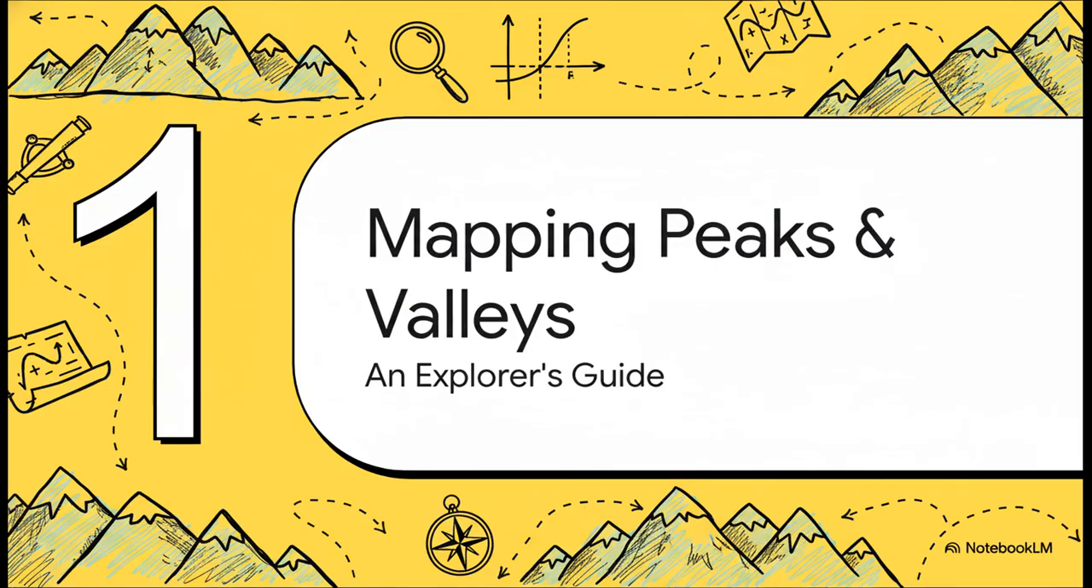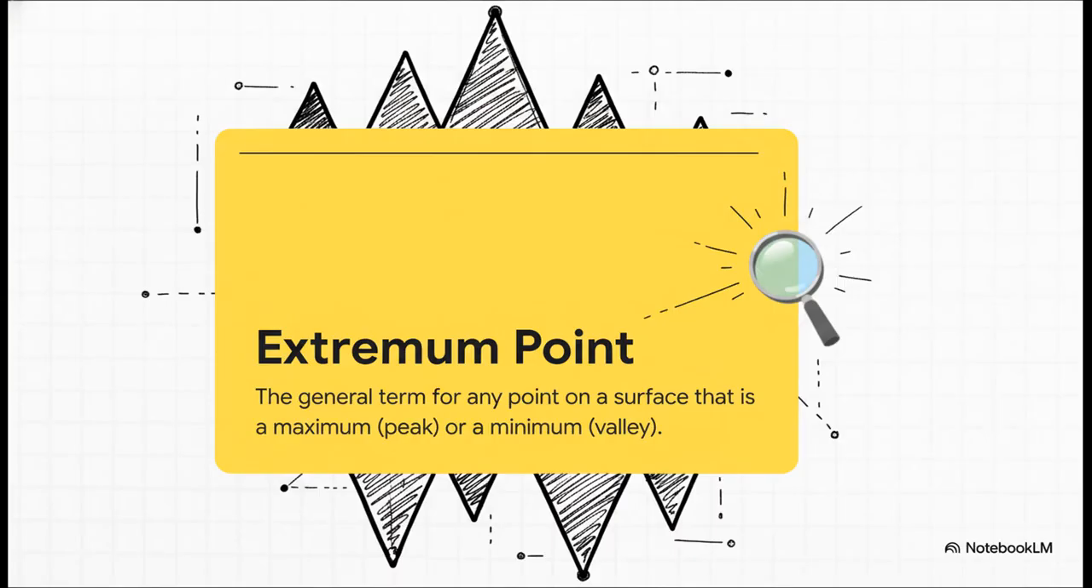Think of it like this. Our mission is to map a totally new and complex landscape. We need to identify all of its key features, from the highest mountains right down to the deepest canyons. Okay, first things first, let's get our language straight. These points we're hunting for, whether they're peaks or valleys, have a collective name, extrema. And if you're just talking about one of them, it's an extremum.